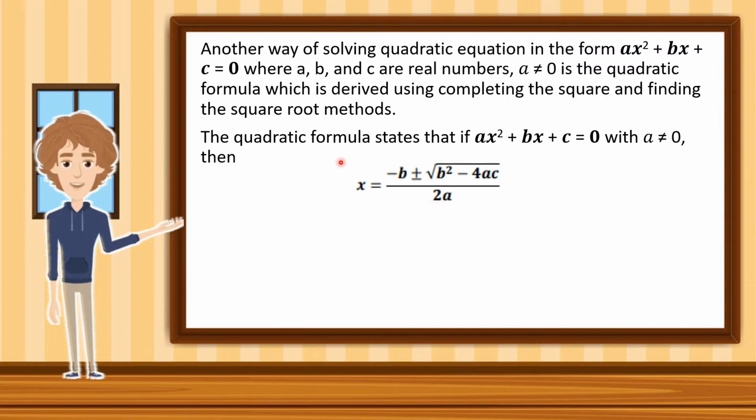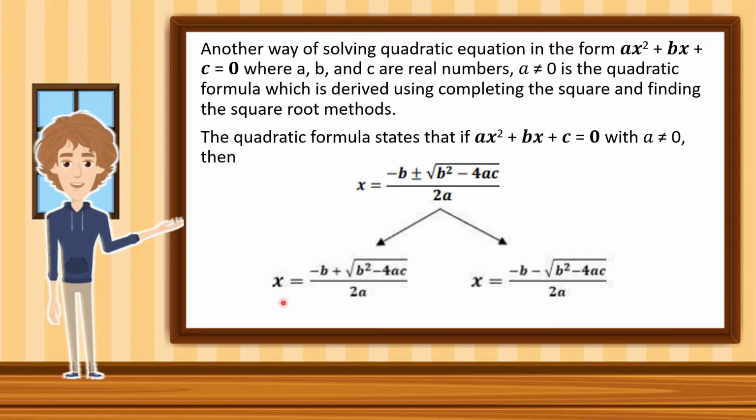This quadratic formula can be dissected into two: x is equal to negative b plus the square root of b squared minus 4ac all over 2a, and x is equal to negative b minus the square root of b squared minus 4ac all over 2a.